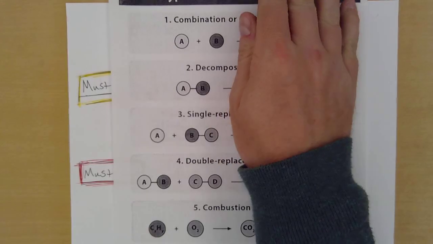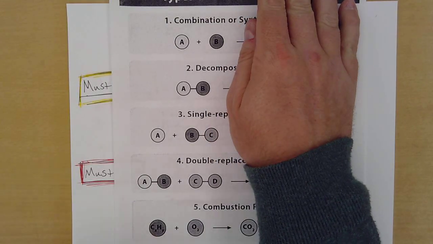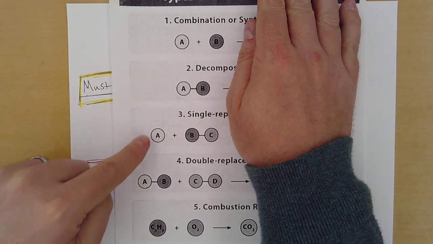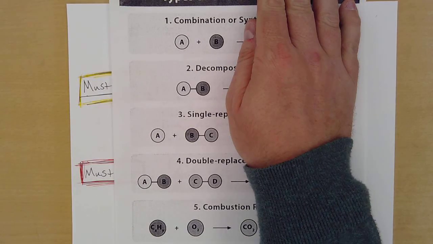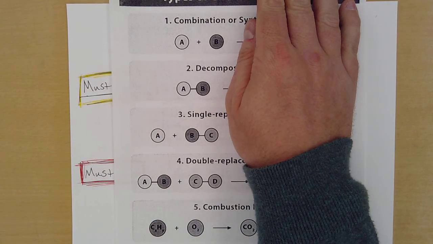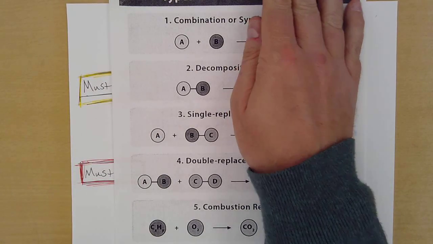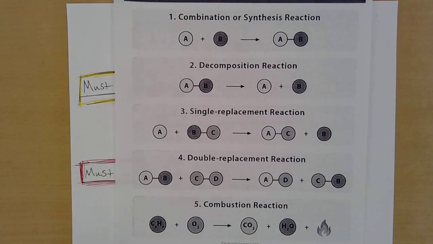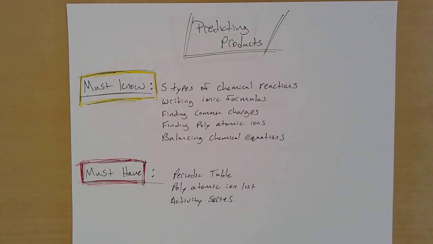Now, if we take this away, what you're going to see is these patterns. They all look slightly different from each other on the reactant side of the line. So we can use this pattern that we see to help us predict what products we're going to have at the end of these reactions.